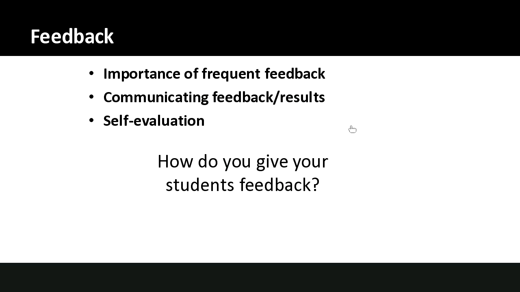Next, feedback. I talked about the importance of frequent feedback. And so you need to sort of think about the types of feedback that you're going to give your students and when you're going to give that to them. And so I'm gonna pull up another table in just a minute here to give you some ideas on how to do that. But how do you give your students feedback currently in your course?